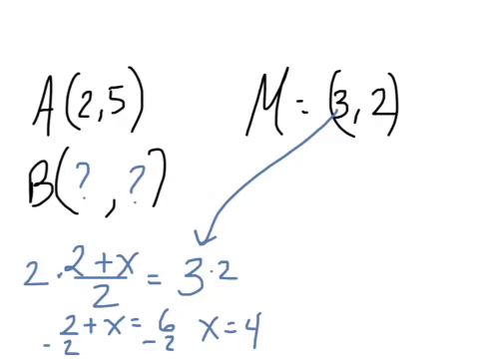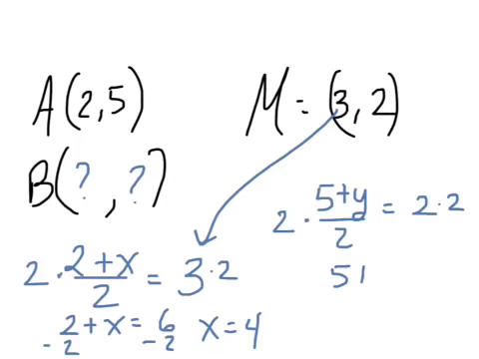And then I do the same thing for the y's. I would take 5 plus y divided by 2 equals 2. Times both sides by 2. 5 plus y equals 4. Subtract 5, and y equals -1. So just so that you know, you'll have a problem where you'll have to work backwards like that in this section. So hopefully that helps.